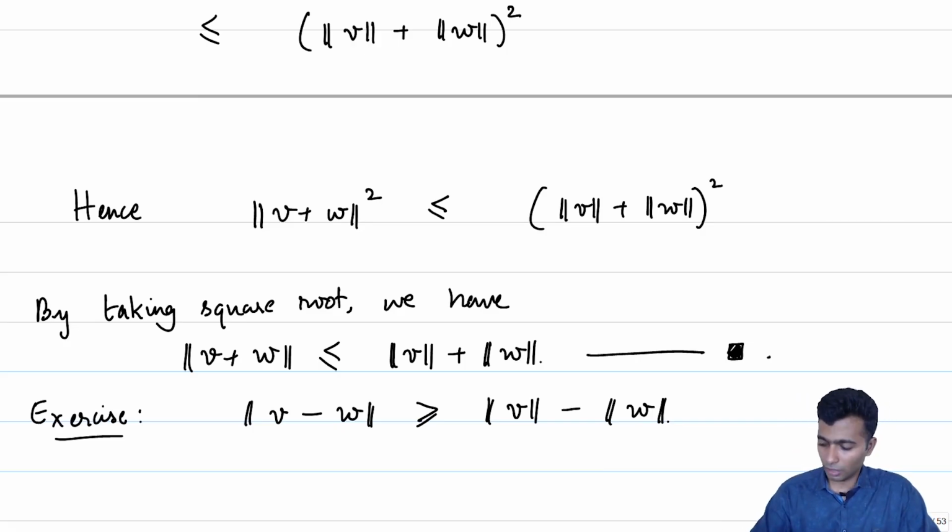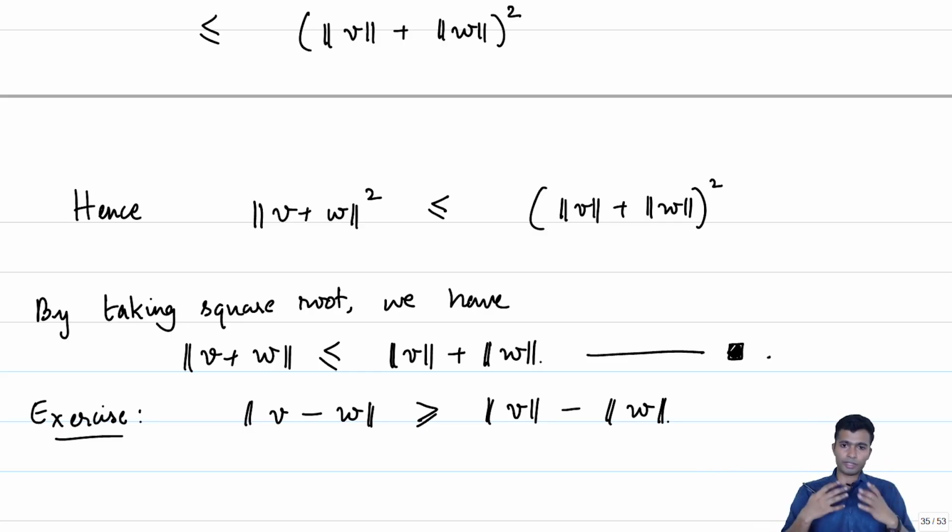Okay, in the next video, we shall discuss the notion of angle between two vectors, or, well, we might not see the angle between two vectors. However, we will talk about orthogonality between two vectors. We'll try to capture when two vectors are in some sense perpendicular to each other in an inner product space.